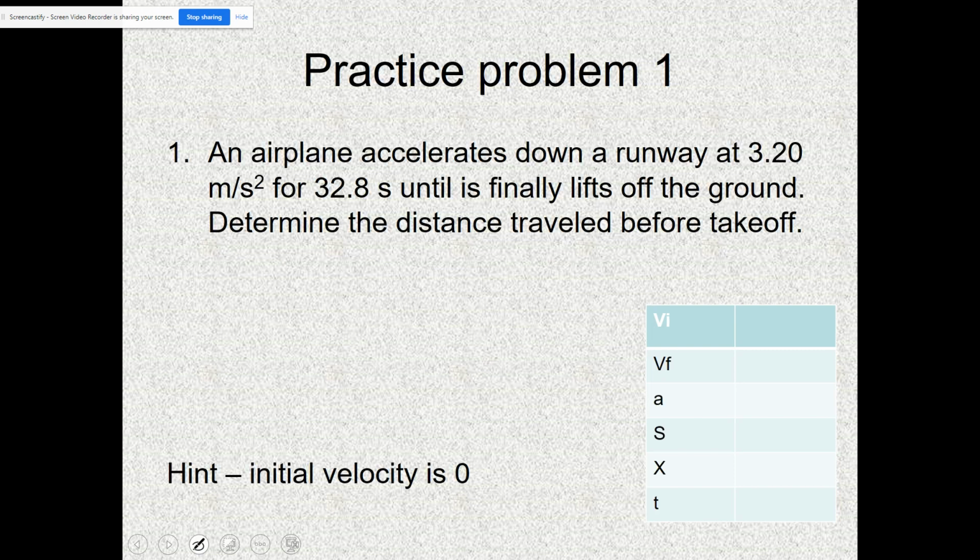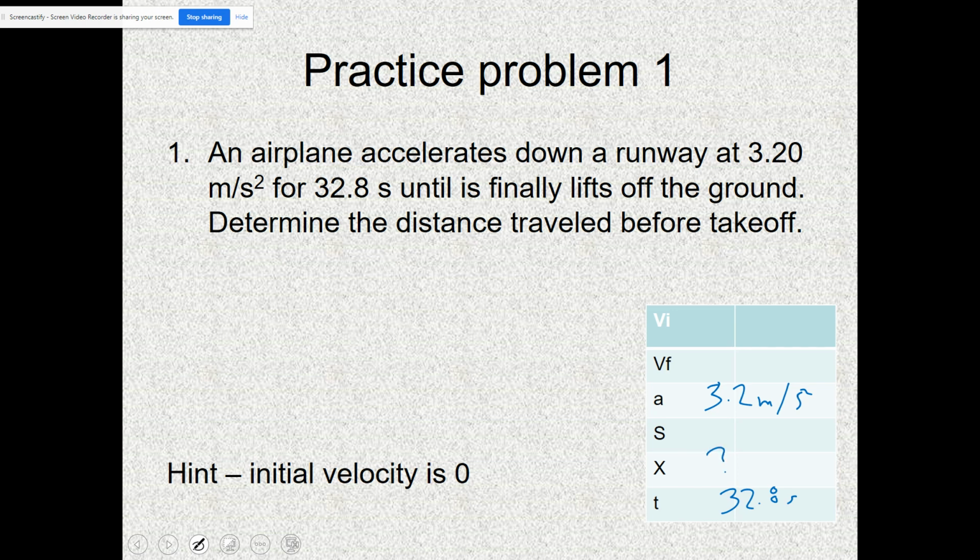An airplane accelerates down a runway at 3.20 meters per second squared. Those units tell me that number is an acceleration, even if they didn't tell me it was. So I am going to write in my acceleration, 3.2 meters per second squared, for 32.8 seconds, the time. And it finally lifts off the ground. Determine the distance. Well, they want to know x.